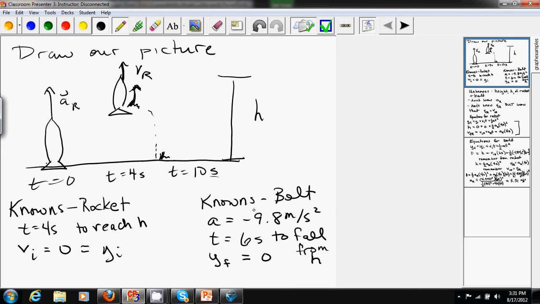Okay, here are our knowns for the bolt. Once the bolt detaches from the rocket, the acceleration is the acceleration due to gravity, minus 9.8 meters per second squared. We know that it takes 6 seconds for that bolt to fall to the ground because it detaches at 4 seconds and lands at 10. And we know that its final position is 0 because it hits the ground. We don't know its initial height.